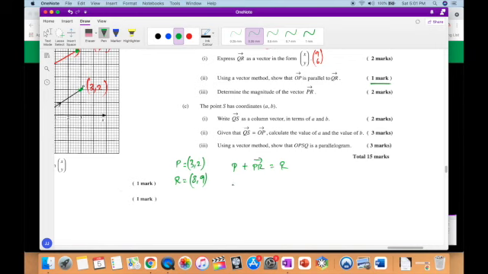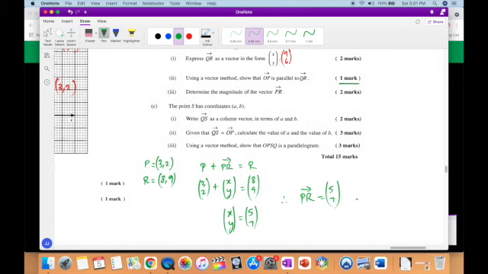So the point P is 3, 2 plus the vector PR xy is equal to 8, 9. That is the point R, right? So therefore, xy is going to be equal to 8 minus 3 is 5, and 9 minus 2 is 7. So therefore, PR is equal to 5, 7.